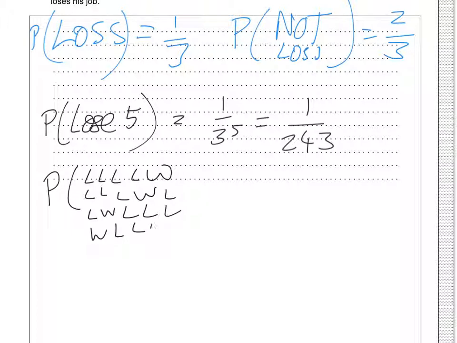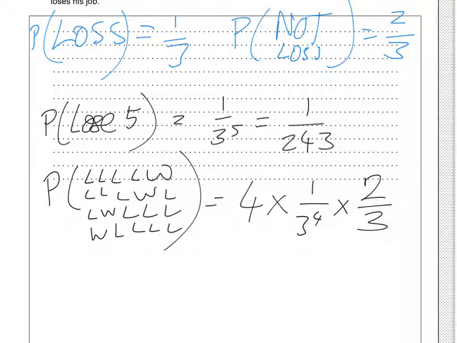So there's 4 ways that losing 4 would lose him his job. So that's 4 times, well, what's the probability of him losing 4? 1 over 3 to the 4, third times third times third times third, times 1 win, which is 2/3. So altogether, that's still out of 243. But that's what, 8 out of 243.